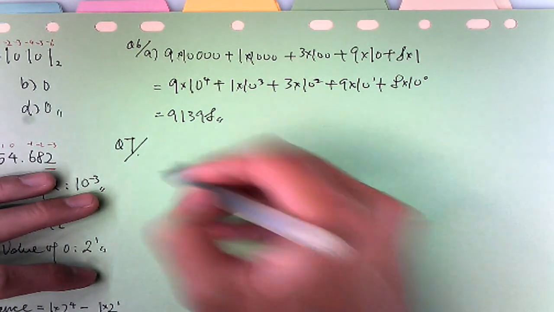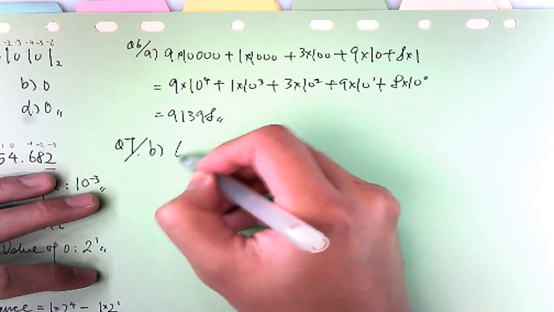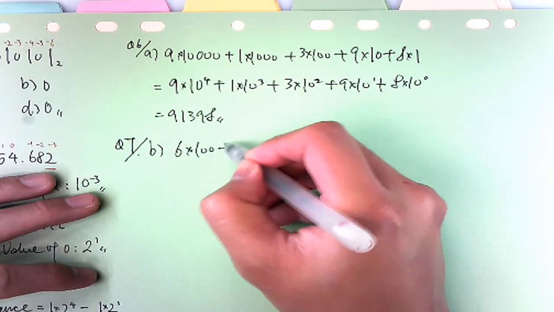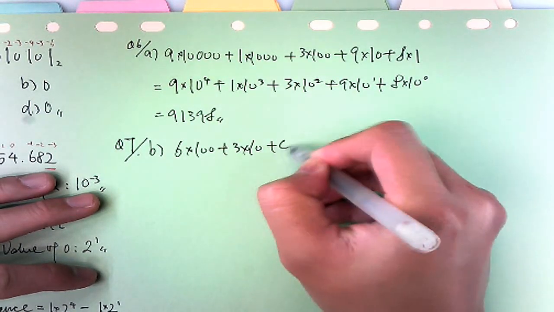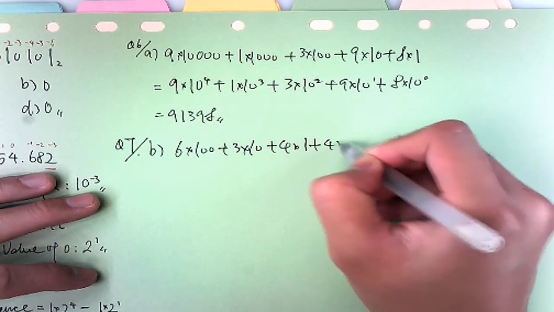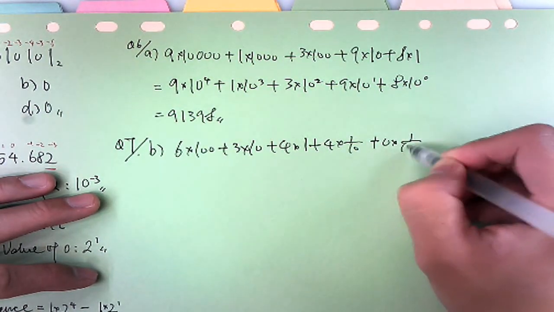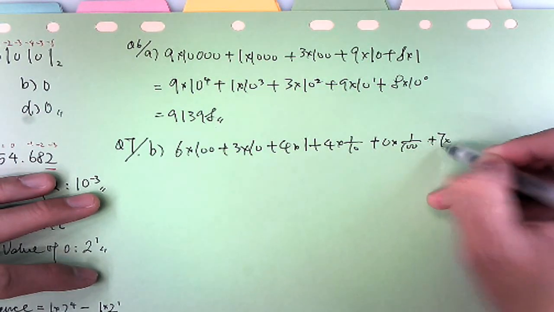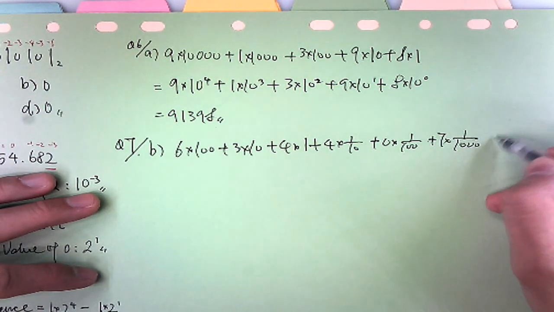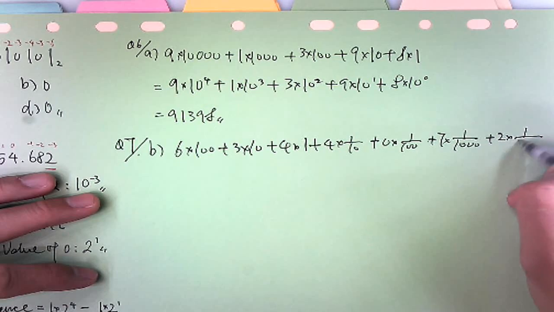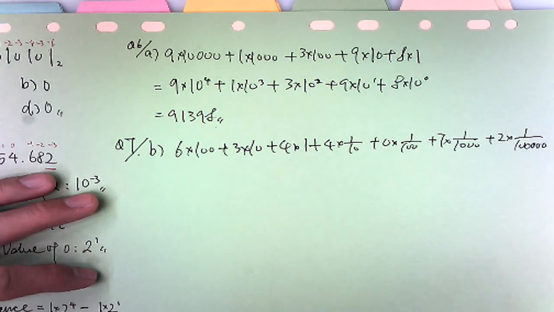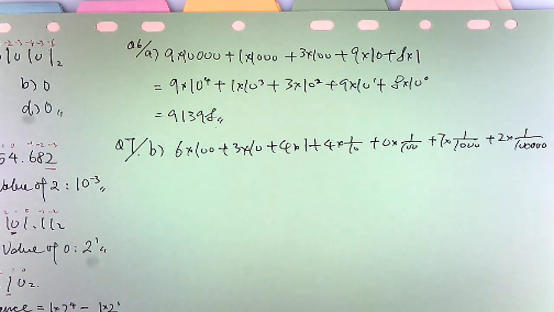Question 8. I do B. 6 times 10 times 100, 3 times 10, 4 times 1 plus 4 times 10, 1/10, and then 0 times 100th, 7 times 1000, 2 times 10,000, 10,000.